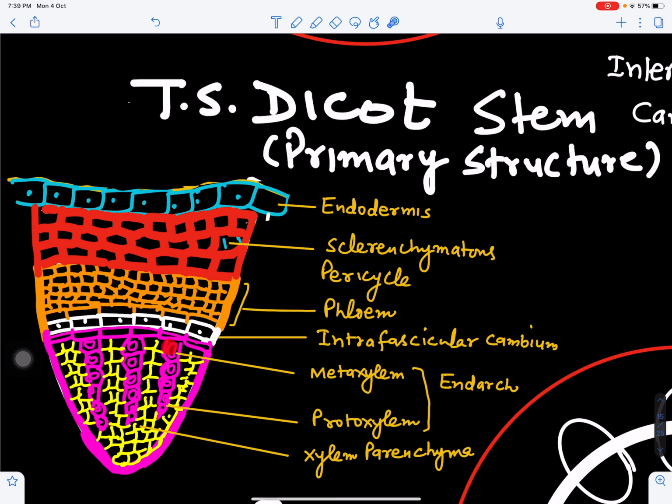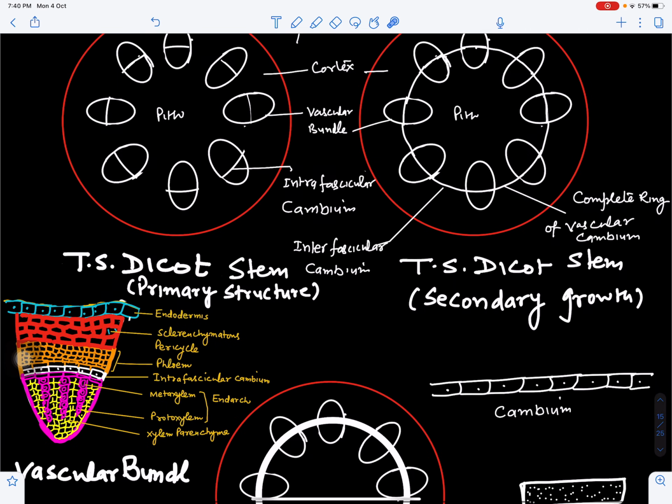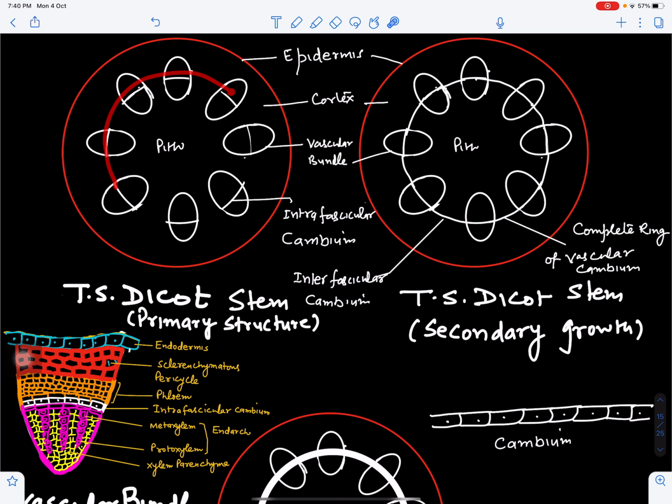Now this arrangement of xylem is endarch because metaxylem is toward the outer side, protoxylem is toward the inner side, and this is the xylem parenchyma. This phloem is primary phloem, this xylem is primary xylem, and this is the cambium which will help in the secondary growth. Now this is the structure of the primary dicot stem's vascular bundle. All the vascular bundles are arranged in the form of a ring, and each vascular bundle has a cambium called intrafascicular cambium.